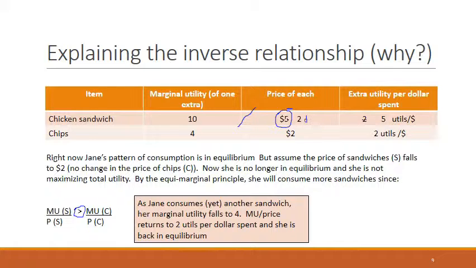Remember, the price fell. This is now much higher than the corresponding value for chips. But if she actually goes back here and consumes more chicken sandwiches, her marginal utility will start to fall because of diminishing marginal utility. There are only so many delicious chicken sandwiches that Jane can eat. So the MU now is going to start to fall. Let's assume it goes down to 4, having had her extra sandwich. Okay, and now 4 divided by 2 will give you 2 again, and she's back in equilibrium over here.